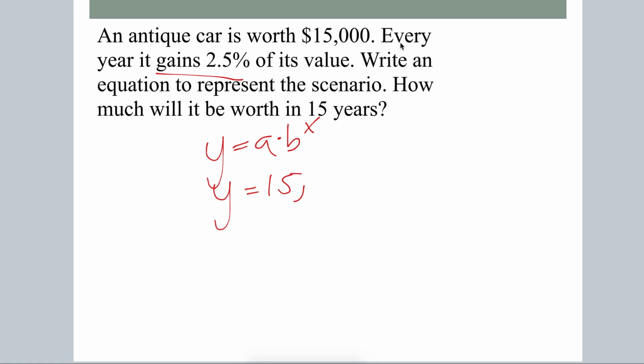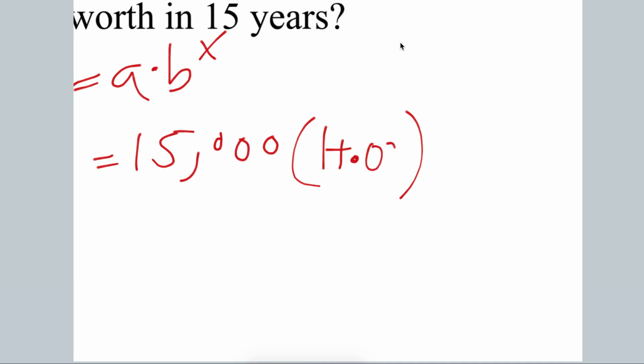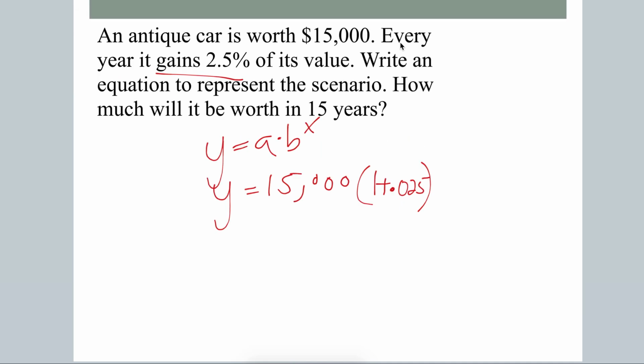So we still have our initial value as 15,000. Now our b, our kind of base value is 1. If it's gaining 2.5%, that means we want to add that percent. And we want to add it represented as a decimal, which would be 0.025. And then raised to the x. And again, x represents number of years in this case, and y represents the value of the car in dollars.